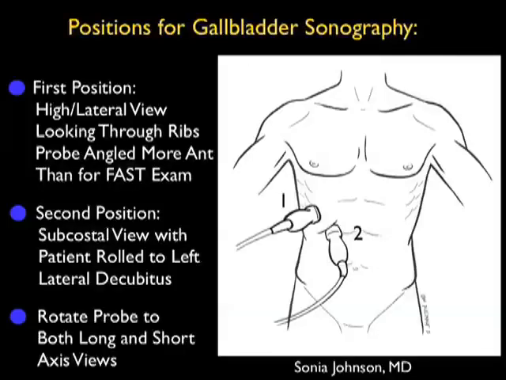The second position is known as the subcostal view, as shown in probe position 2 here, and it's best to roll the patient into the left lateral decubitus position so that the gallbladder is closer to the probe. From the subcostal position, we can push down directly on the gallbladder to elicit the sonographic Murphy's sign. Now, from both of these positions, we should rotate the probe from long axis with the probe marker towards the patient's right shoulder to the short axis configuration with the probe marker over towards the right side to completely inspect through the gallbladder for any pathology.